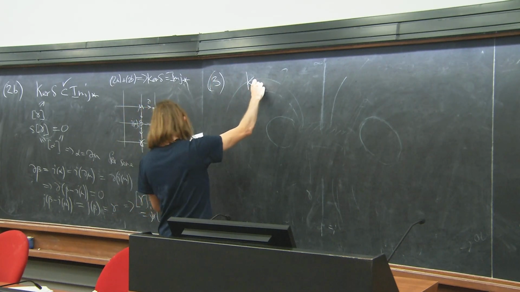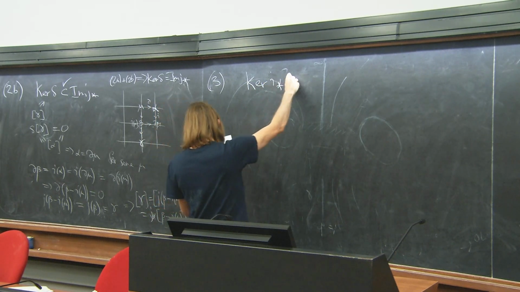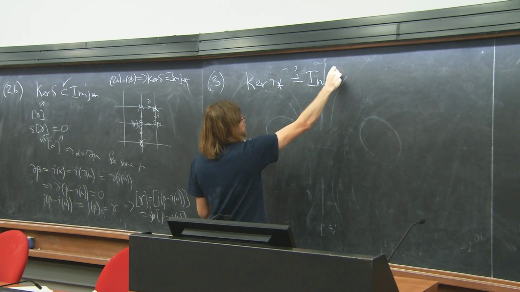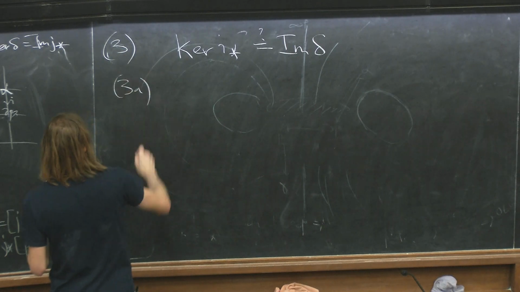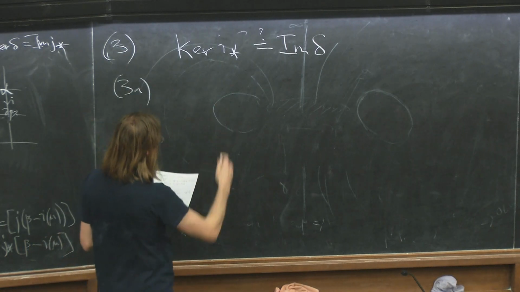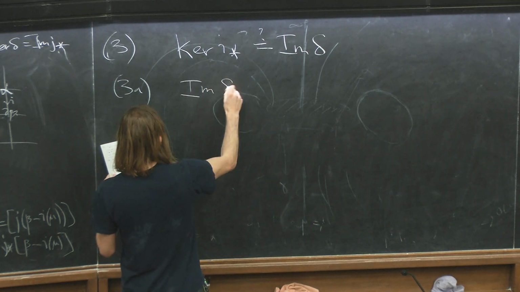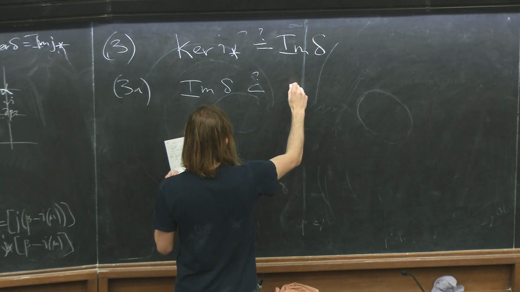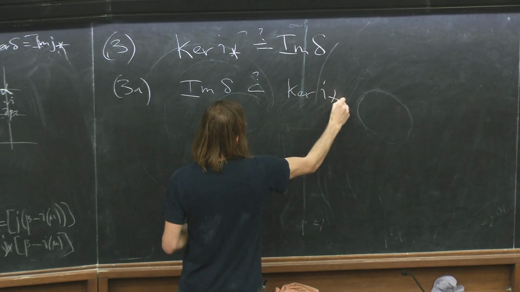Third place. Check the exactness of the sequence at the kernel of I star, image of delta. And again, we will show first inclusion in one direction, then inclusion in the other direction. So let us start showing that the image of delta is inside the kernel of I star.